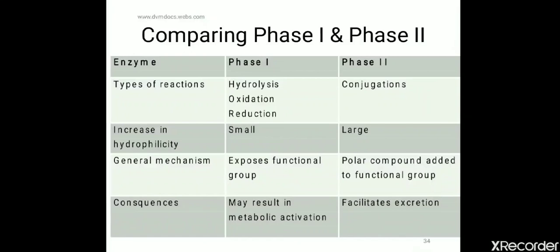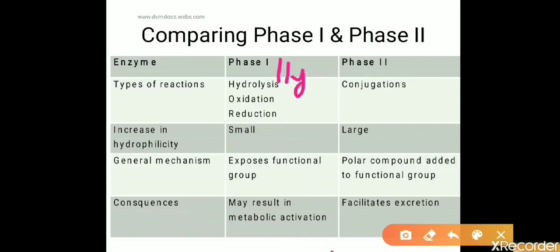So coming to the comparison of phase 1 and phase 2 metabolism, the major reaction in phase 1 is hydroxylation. So hydroxylation is the major reaction in phase 1 metabolism. Other reactions are oxidation reaction, reduction reaction, and hydrolysis reaction. And phase 1 metabolism produces phase 1 metabolites, and these phase 1 metabolites are less toxic compared to their precursor molecule or their parent molecule. And these phase 1 metabolites undergo further reaction in phase 2 metabolism.